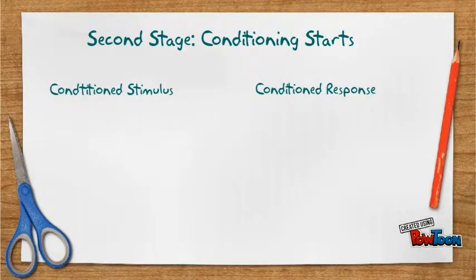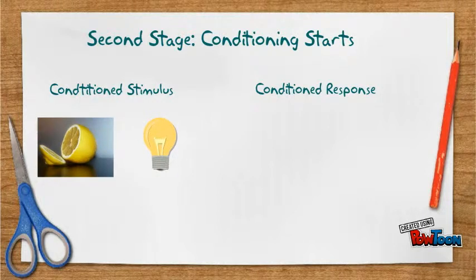Second stage, conditioning starts. This is when you pair an unconditioned stimulus, or the lemon, with a conditioned stimulus. In this example, the conditioned stimulus is turning on the lights. After enough trials, you can condition the same response of salivating from biting a lemon when you turn on the lights.